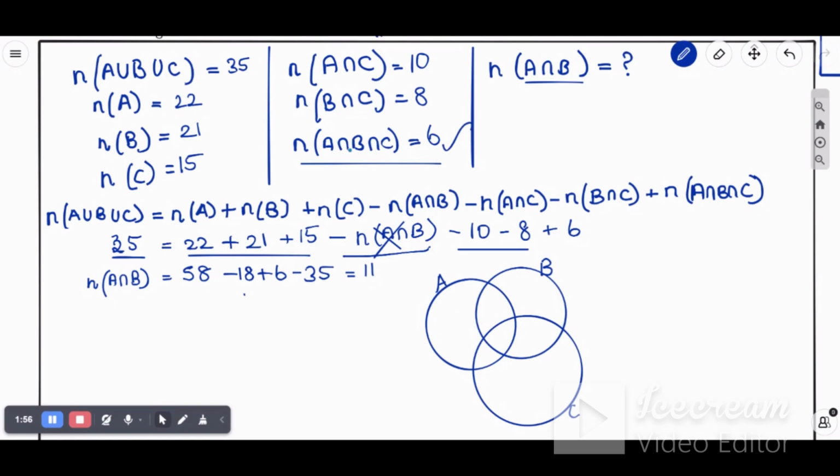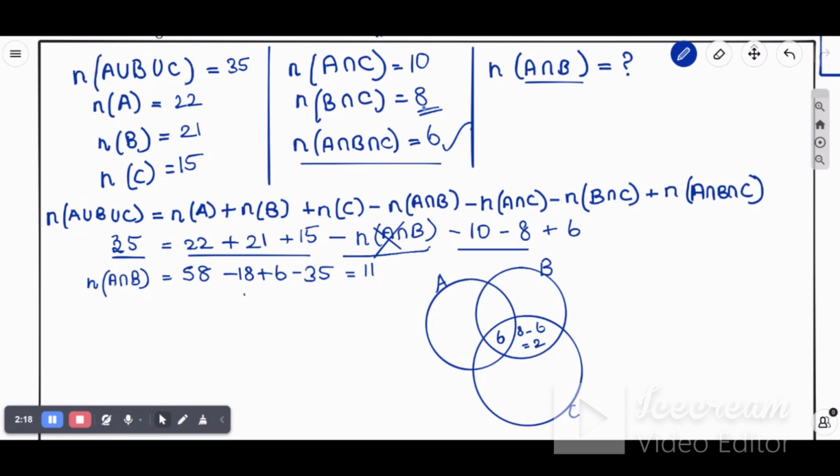A intersection B intersection C is equal to 6. So I am going to put 6 here. And then B intersection C is equal to 8. B intersection C means this whole part is equal to 8. That is also another 6 here. So don't put 8 directly. You have to put 8 minus 6, which is equal to 2.